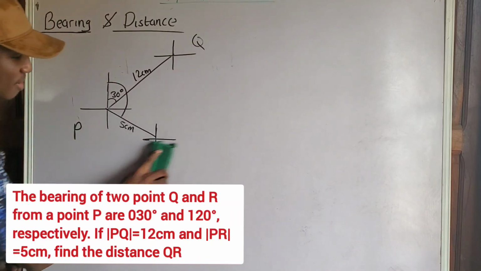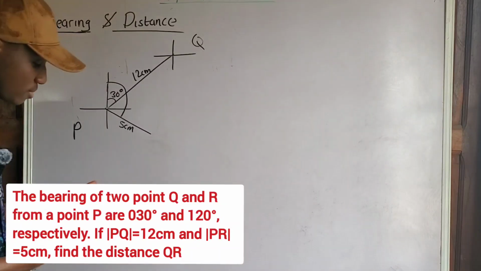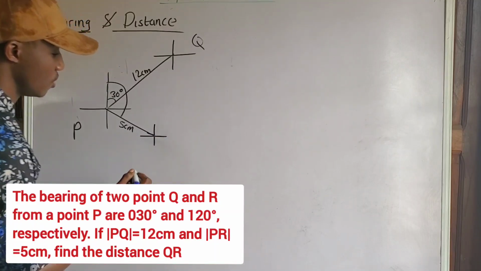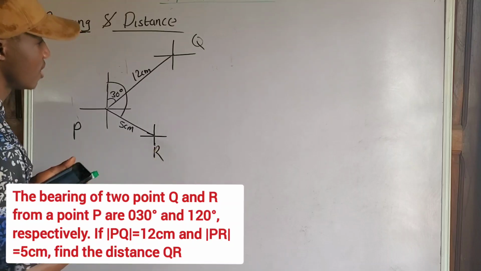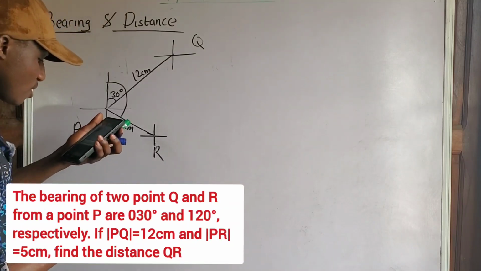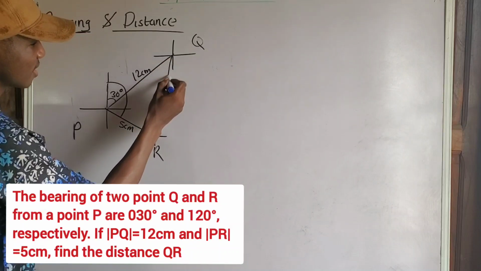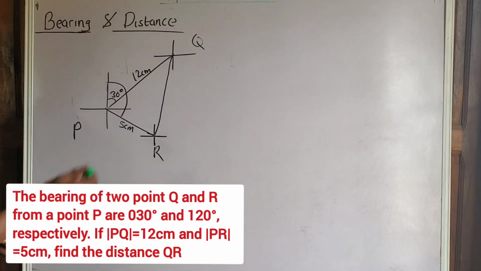Okay, let me draw this very well. I want to draw this cardinal point. Let me draw it very well. Do you understand? So this is PQR. Now we are looking for distance QR, that is the distance from this point to this point. We are looking for this distance. Okay, what a beautiful question. Now, how can we find this distance?